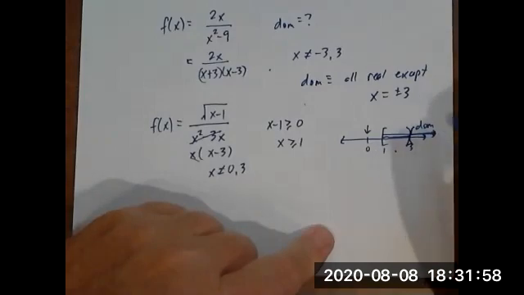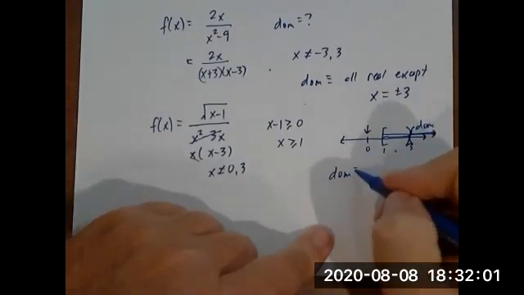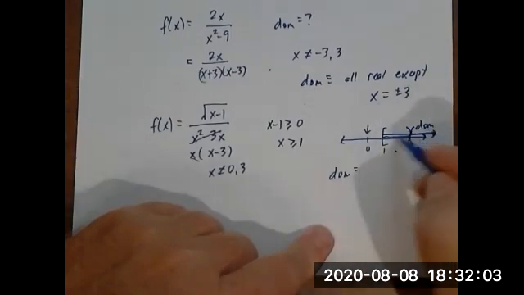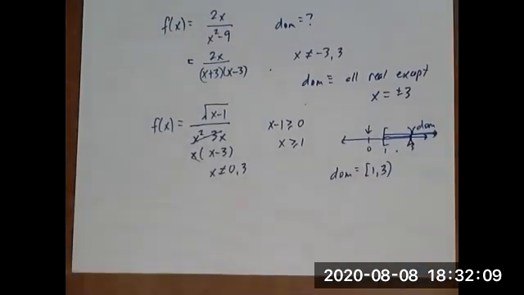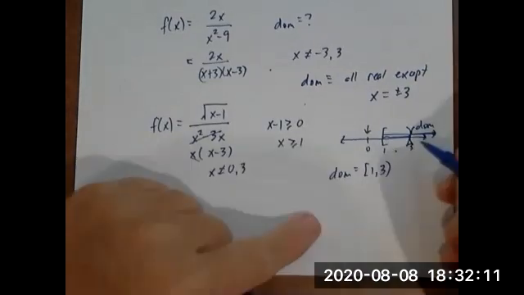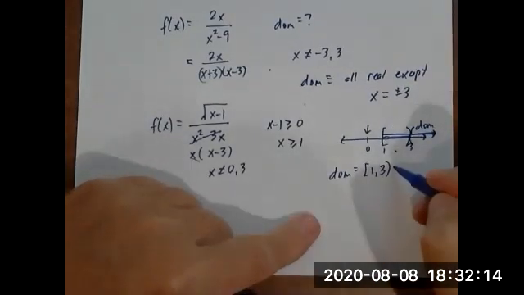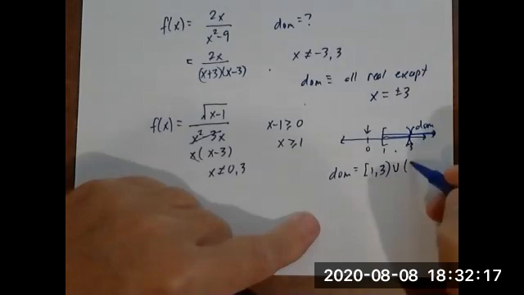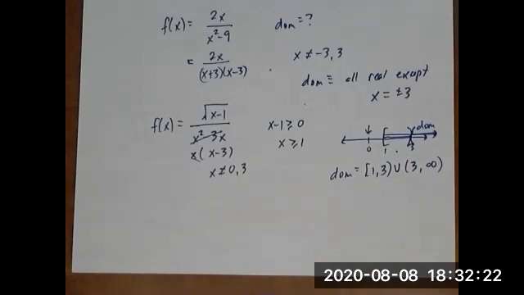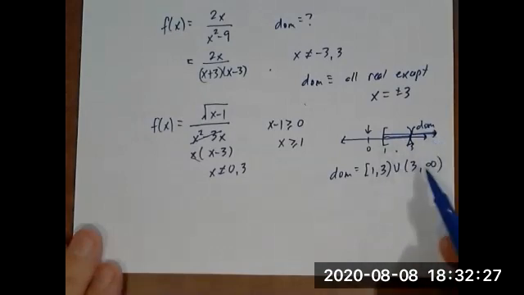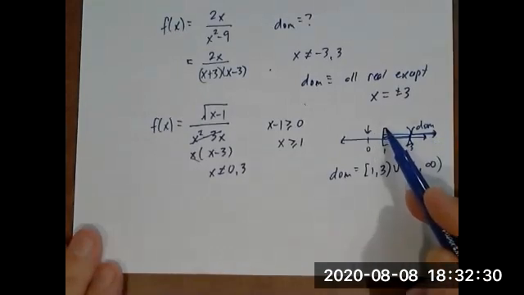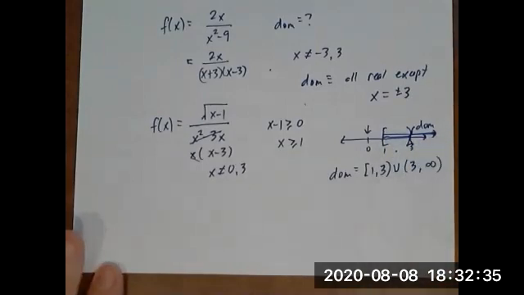So then as a domain, I'm going to write these as intervals. This first interval starts at 1 and goes to 3 with the parenthesis. But then I also need to include the second interval. So I'm going to union it, and I'm going to pick up at 3 and go to infinity. So this is the domain for this one. Basically, it's saying the domain is all the numbers greater than or equal to 1, except for the number 3.